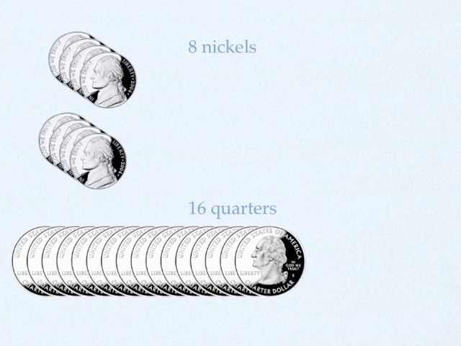He could have counted it himself, but we had to figure it out for Jim. 8 times 5, we'll make sure it's right. 8 times 5 is equal to 40 cents. 16 times 25 is equal to 400 cents. And that equals 440 cents.